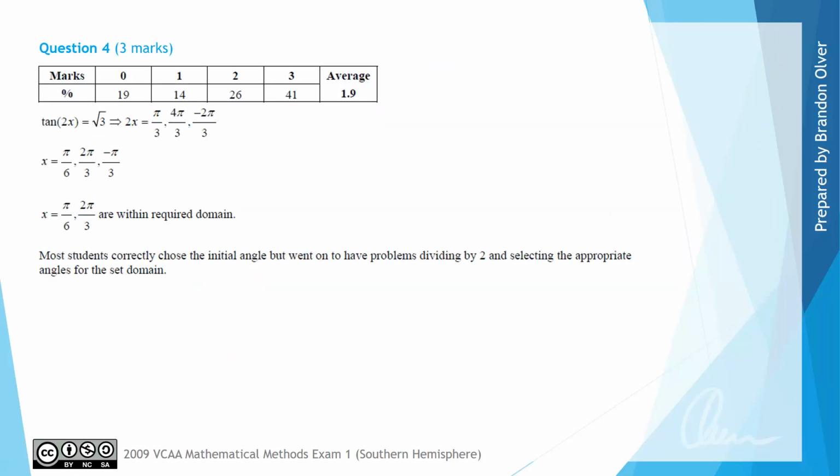So they are the two answers for this question. From the examiner's report we can see that 41% of students received full marks for this question, and that most students correctly chose the initial angle, so that was the pi on 3, but went on to have problems dividing by 2. As stated on the previous slide, instead of dividing by 2, most of the time it's easier to think by multiplying by a half or multiplying by the reciprocal of whatever you're trying to divide by.